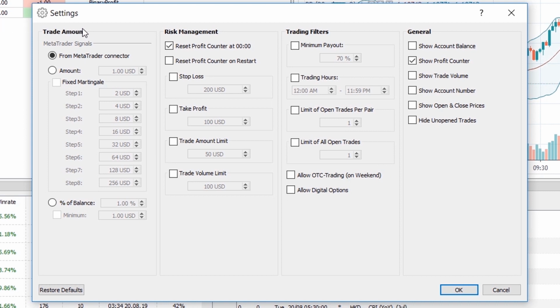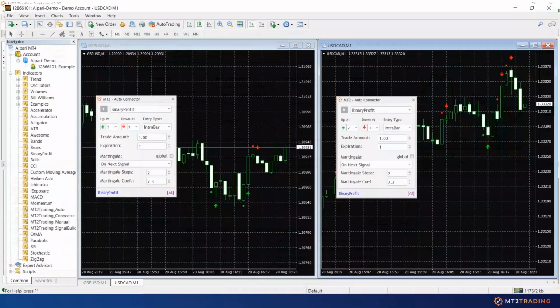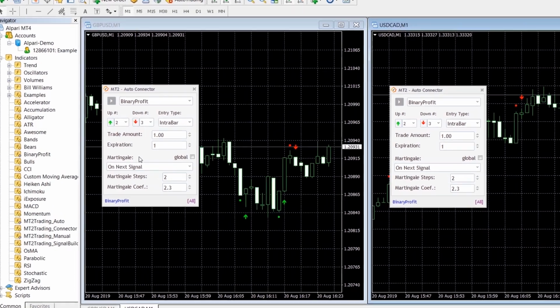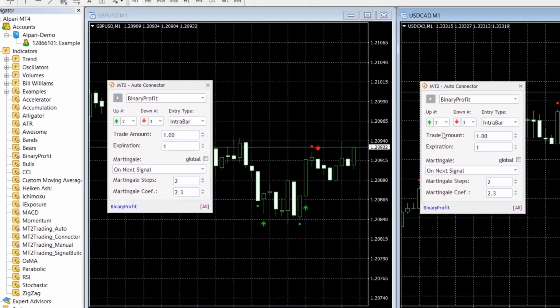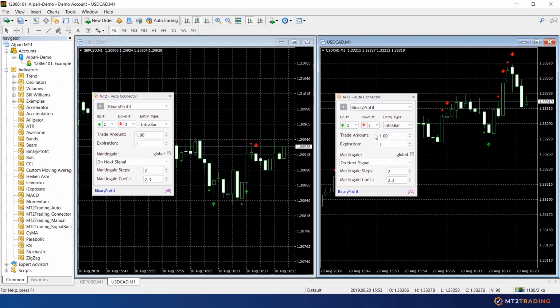Trade amount. The first subgroup is trade amount, and these parameters apply only to MetaTrader indicator signals and not copy trading service. There are 3 possible options to define this parameter. For MetaTrader connector, the platform will use a trade amount configured in your MetaTrader connector. This option is usually used when the trade amounts are different between the different connectors.